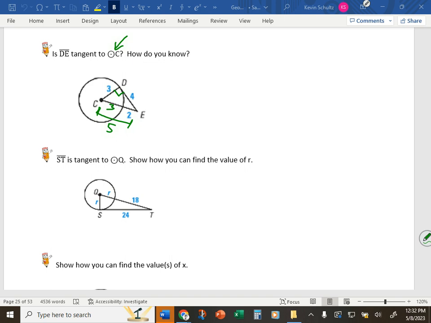How do you know it's 3? Because this radius is marked as 3, and all radii have the same measure, so that section must be 3. Okay?